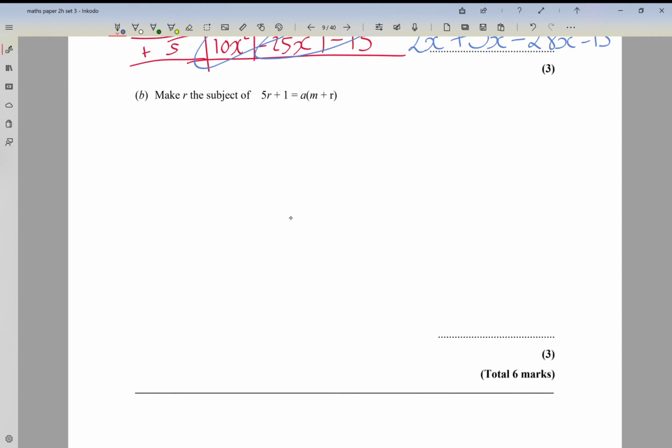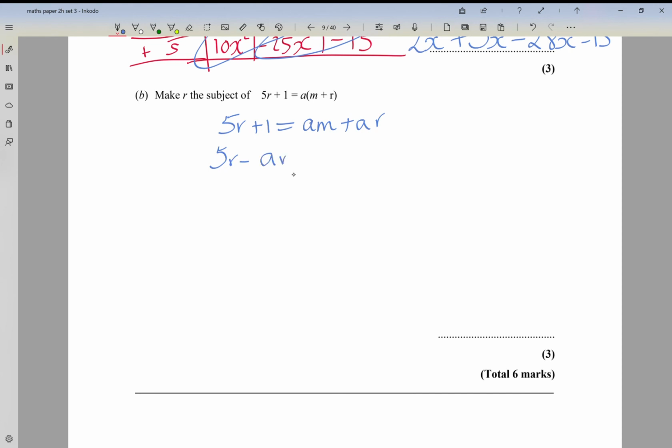Okay, so making R the subject. First of all, you've got an R trapped in here. One's okay over here, it's free, but one's trapped in a bracket. We need to get rid of that. So first of all, we leave the left-hand side as it is for now, and we multiply it out. So A times M is AM, A times R is AR. We now want anything that contains the R over onto the left-hand side. You can move them either way, I've just chosen that way.